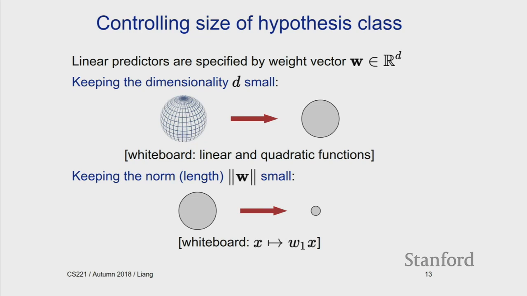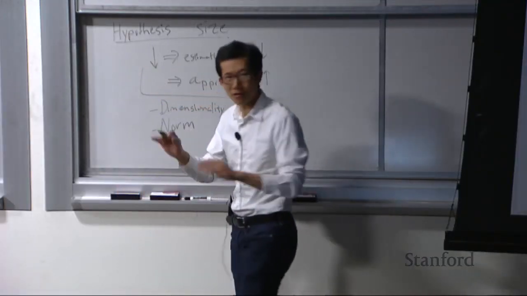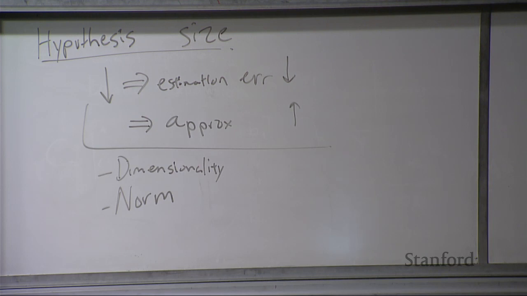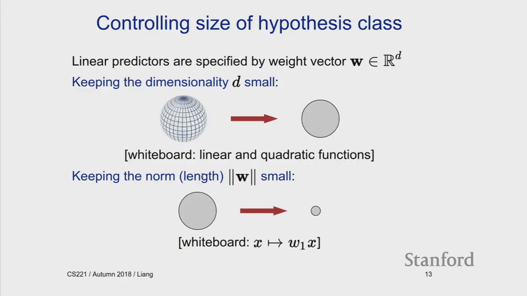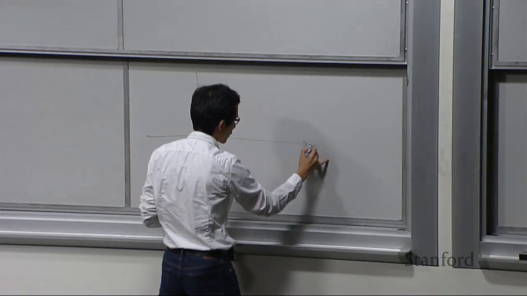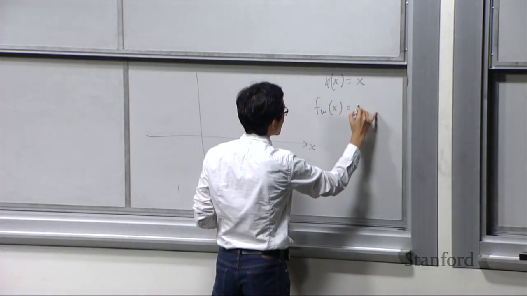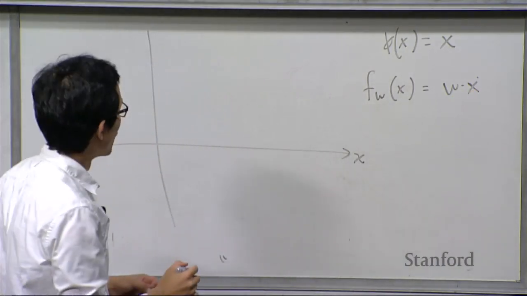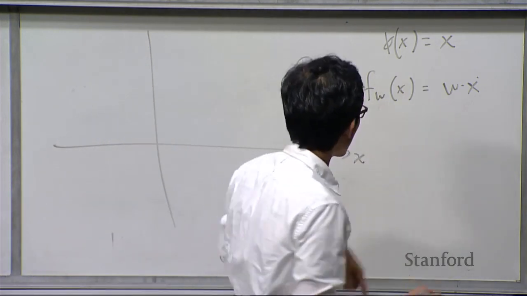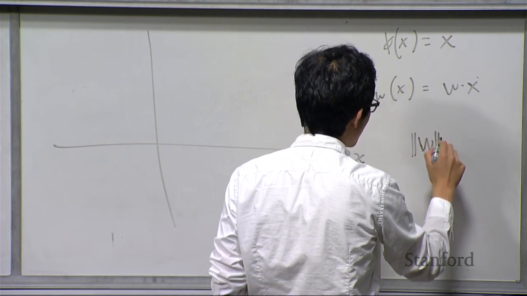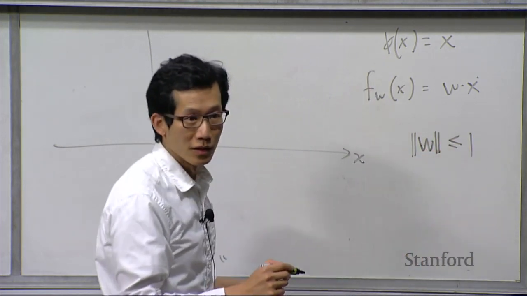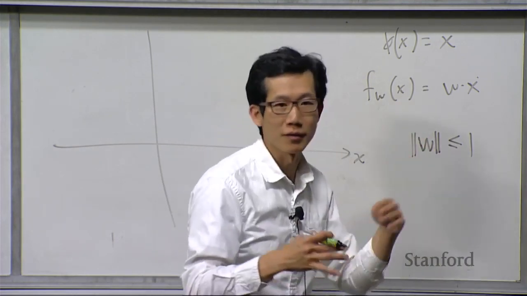Okay, so here is another way to control the size of a hypothesis. This is called controlling the norm. You can think about norm as synonymous with the length of the vector. This is a little harder to think about, but suppose we're doing linear regression, and phi of x equals x. So your predictor is w dot x. If you were trying to control the norm, let's say the norm is less than or equal to 1. For scalars, this is just the absolute value. So w is between -1 and 1.